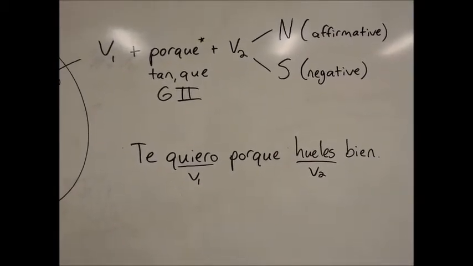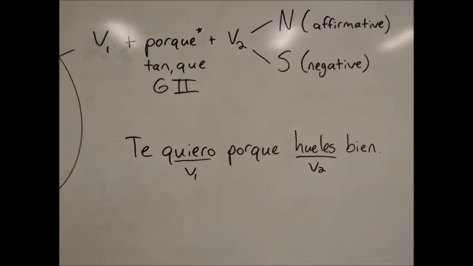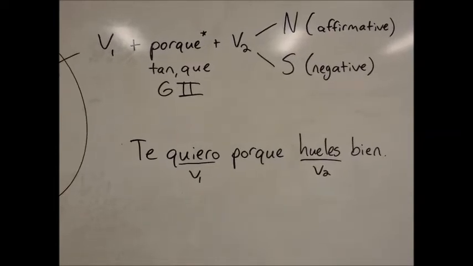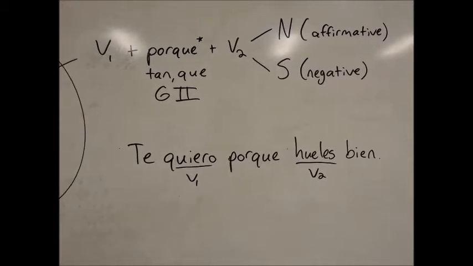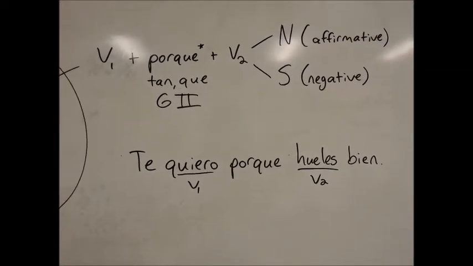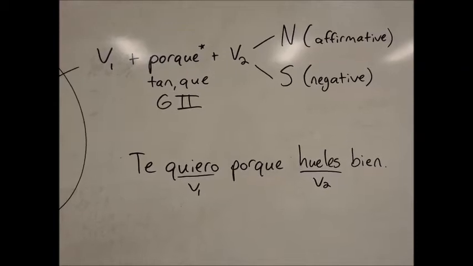Te quiero porque hueles bien. I love you because you smell good. The V1, the first verb in the sentence, is indicative, like normal. The second verb, V2, is also indicative. The reason why is because the sentence is affirmative. In order for a sentence to be affirmative, you just need to not have a no. I haven't shown you an example of a negative sentence with porque yet because it gets kind of complicated.